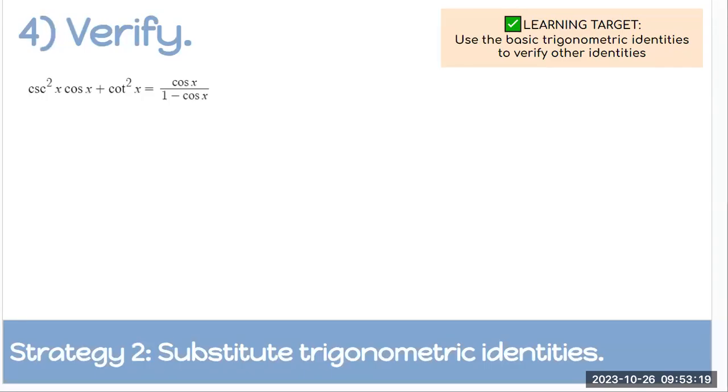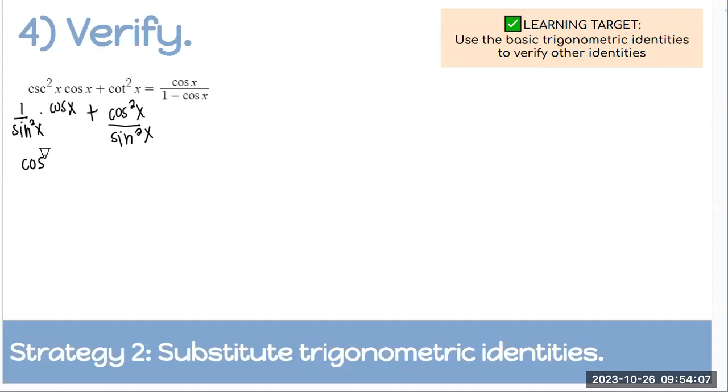Okay, number 4. For this one, we are going to start out using our go-to strategy of rewriting in terms of sine and cosine. So starting with cosecant squared, we can use a reciprocal identity, 1 over sine squared. And we're going to keep this cosine. Plus cotangent squared is cosine squared over sine squared. That's a quotient identity.